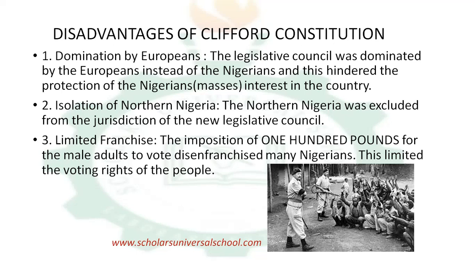Then the third one is limited franchise. The imposition of £100 for male adults to vote disenfranchised many Nigerians. Our female gender was disenfranchised. Those who could not earn up to £100 per annum were disenfranchised.